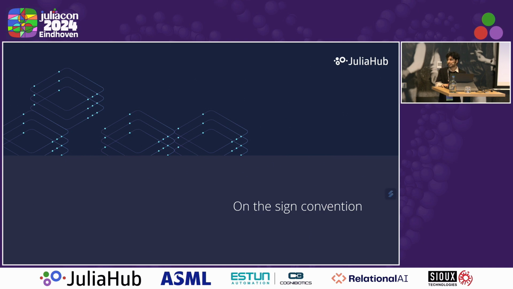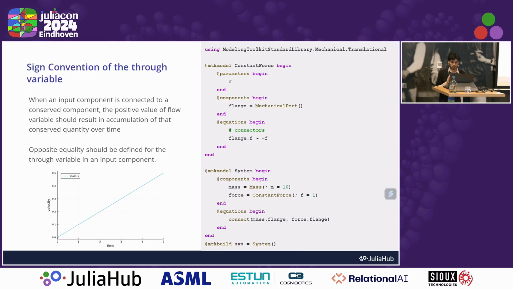Another thing that we added was a sign convention. We swapped it a little bit there. The idea is that whenever there is an input component like a constant force, and you connect it to a conserved component like mass or capacitance, then a positive value of flow, whenever it is flowing out, should increase the accumulation of the conserved quantity. So if you see in the equation, the flange has a negative force. That is, force is now flowing out of the constant force. And when you connect it to mass, it is increasing the velocity, the conserved quantity of that mass, as time progresses.